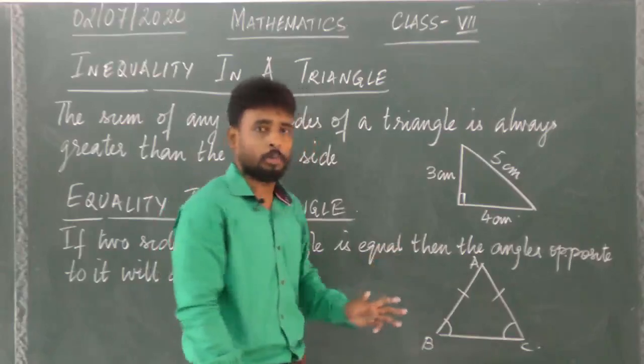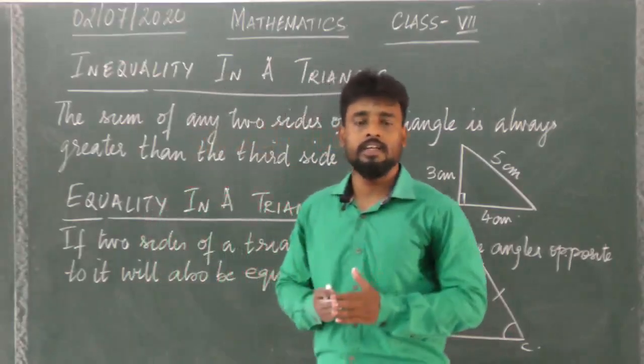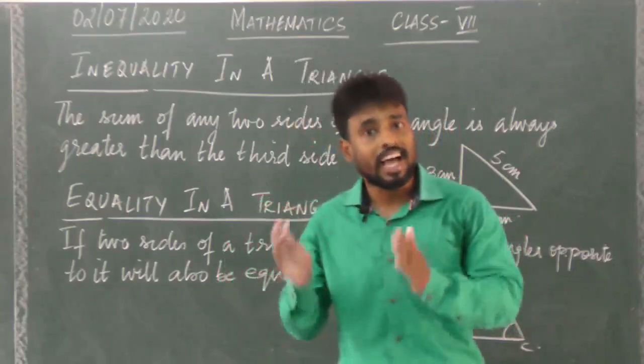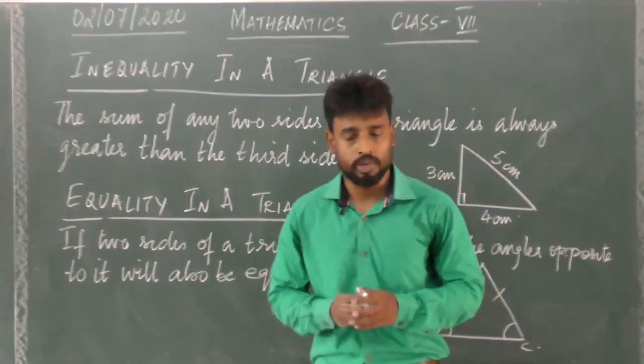So this is what the property says, that in a triangle, if two sides of the triangle are equal, then the angles opposite to them will also be equal.